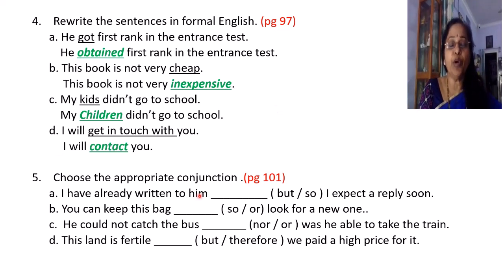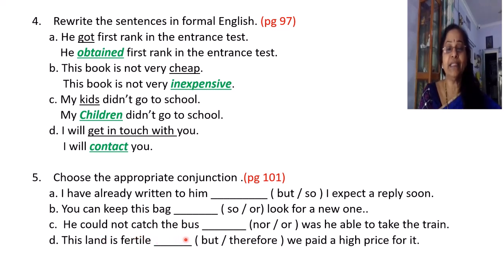Okay. Choose the appropriate conjunction. I have already written to him dash I expect a reply soon. So I have already written to him, so I expect a reply soon. This is the reason conjunction. You can keep this bag dash look for a new one. Or is the answer over there.